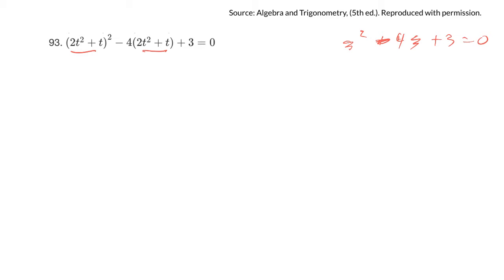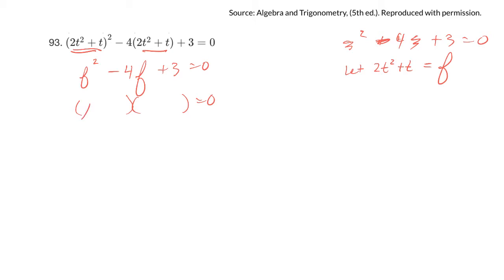So we could do something like this where we say, well, let 2t squared plus t equal a letter. Let's go with f. Okay, so this is f squared minus 4f plus 3 equals 0. To solve, it's a quadratic, so I can factor it. So (f minus 3)(f minus 1), I think, is right. So either f equals 3 or f is equal to 1.